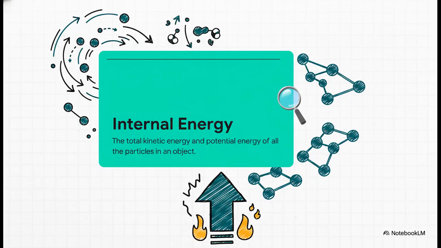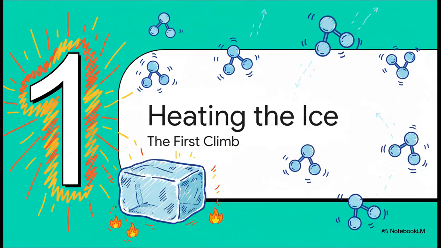So let's just put in a nice clean definition on that. Internal energy is made of two parts. You've got kinetic energy, that's the movement and jiggling we just talked about, and then you have potential energy, which is the energy that's kind of locked away in the bonds holding all those particles together. And trust me, this potential energy part is going to become super important in just a minute. Okay, let's start our journey. We begin with a solid block of ice, nice and cold, way below freezing.